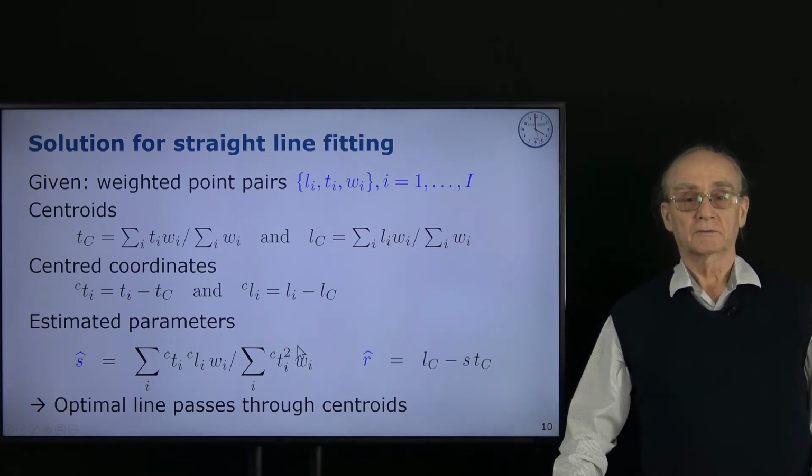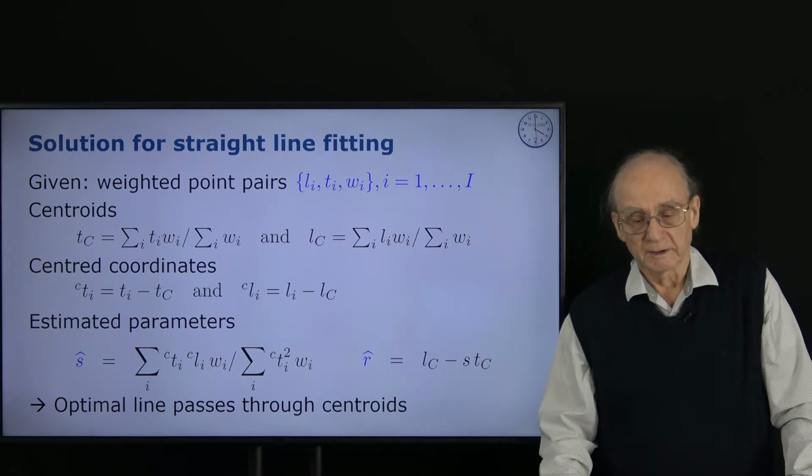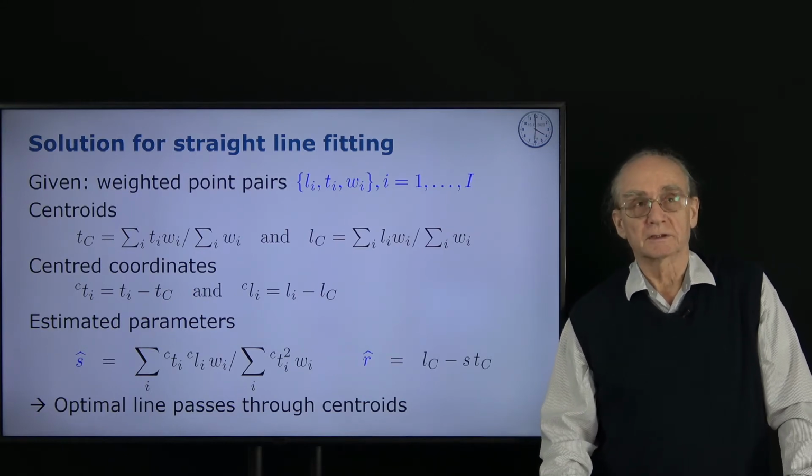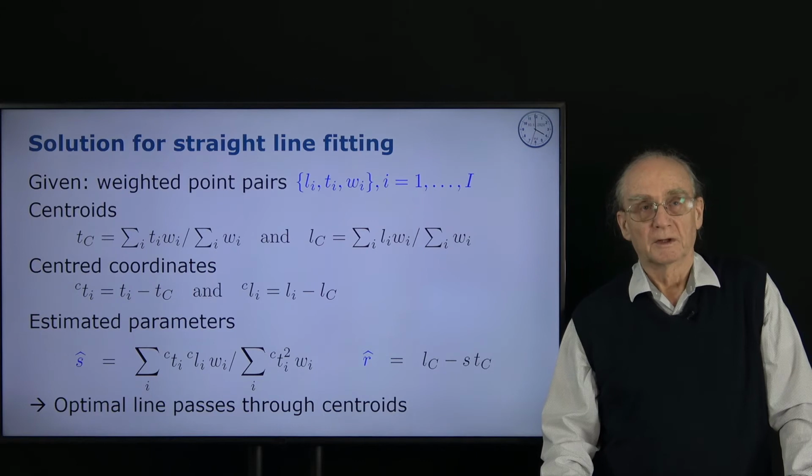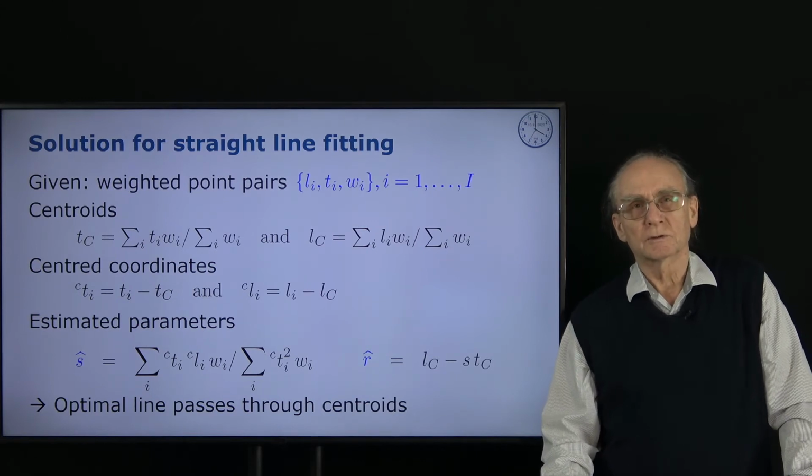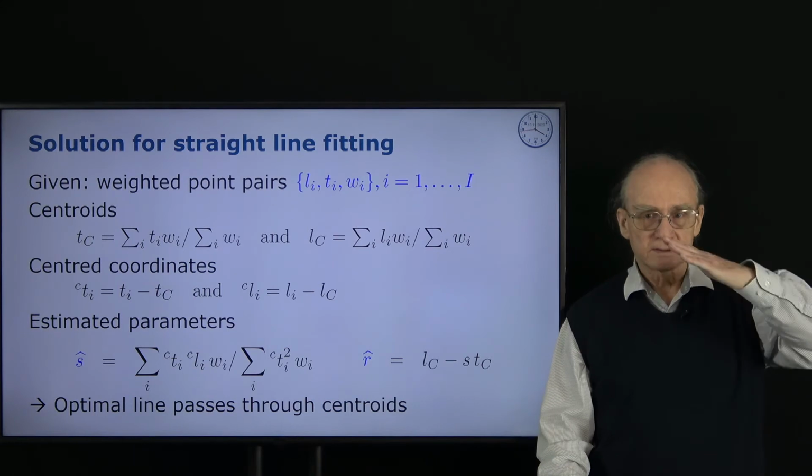And we have seen in the graphics that the fitted line passes through the centroids, that means through this black point. There are other solutions which may be better if the data of T are also uncertain, then also this line goes through the center but lies a little bit different.